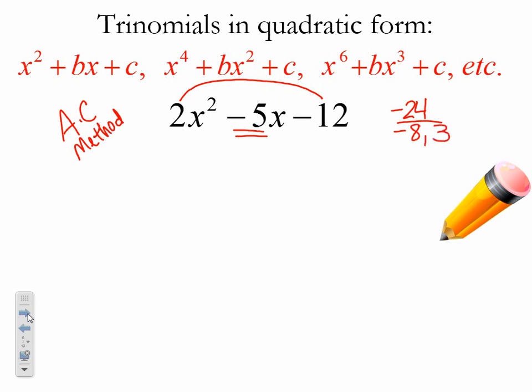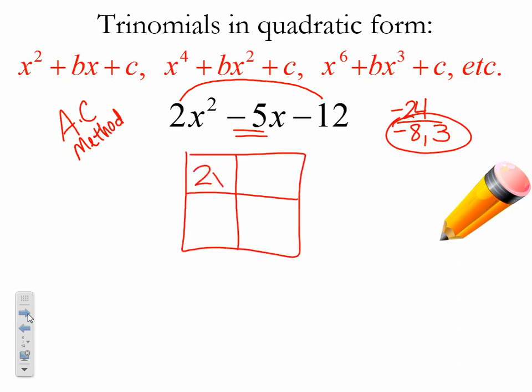So once I decide those are the little guys I'm going to use, then I stick them in the 4 boxes. The A and the C remain constant in our problem here, but we replace the negative 5x with these two guys over here that we said are the same thing as negative 5. So negative 8x and positive 3x.